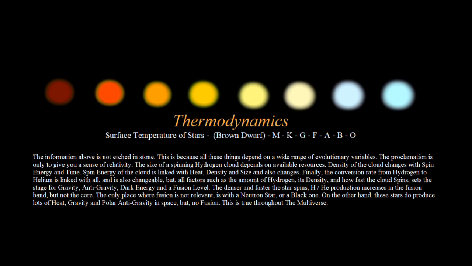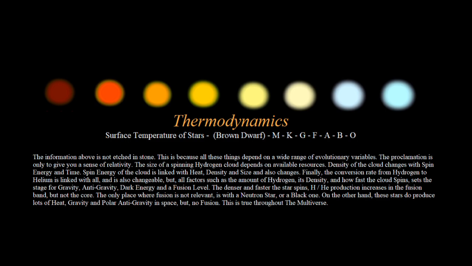The size of a spinning hydrogen cloud depends on available resources. Density of the cloud changes with spin energy and time. Spin energy of the cloud is linked with heat, density, and size and also changes. Finally, the conversion rate from hydrogen to helium is linked with all, and is also changeable, but all factors such as the amount of hydrogen, its density, and how fast the cloud spins, sets the stage for gravity, anti-gravity, dark energy, and a fusion level.